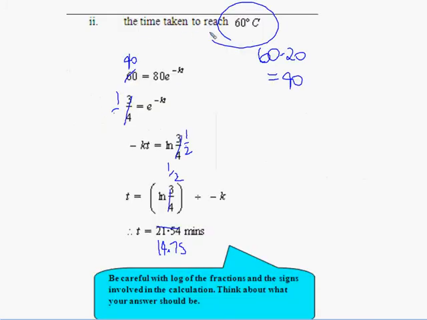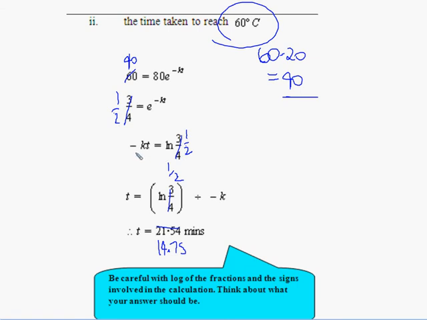The time taken to reach 60 means that if it takes time to reach 60, we actually want A at 40 degrees. What's the actual value there? So 80 e to the minus kt equals 40 there, which would give us a half. And you see, I've had to change these values that I've gone through.